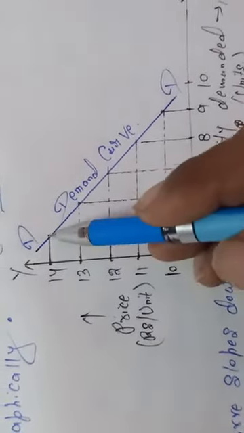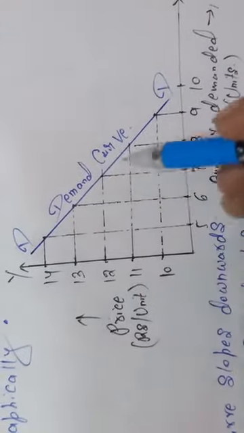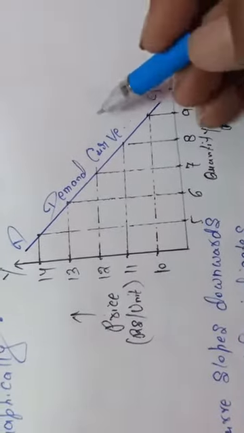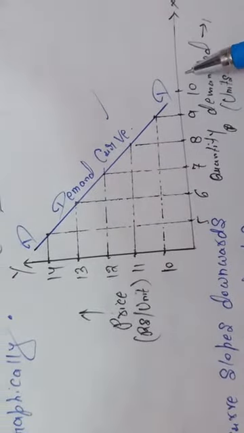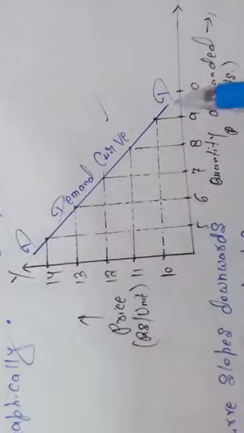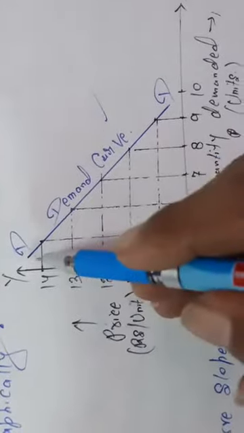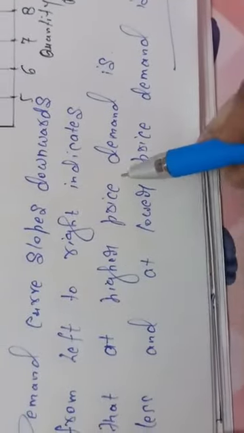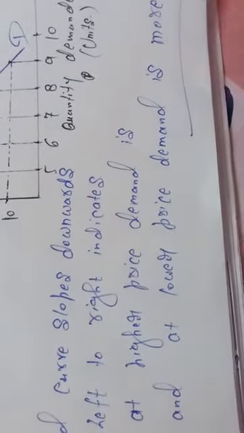So when we join these points, we have these points 1, 2, 3, 4, 5. When we join these points, we have a straight line curve. This straight line curve DD is known as the demand curve because one variable is decreasing and the second variable is increasing. So the slope of the demand curve is downward. When there are two variables which are negatively related to each other, then the curve will be downward from left to right. The demand curve slopes downward from left to right. It indicates that at higher prices demand is less and at lower prices demand is more. So it is clear. Now we move towards the market demand curve.